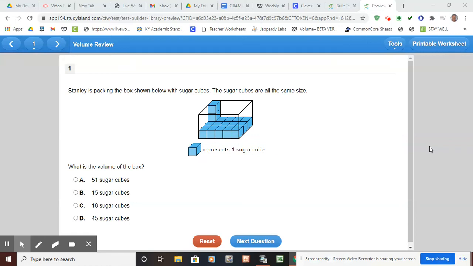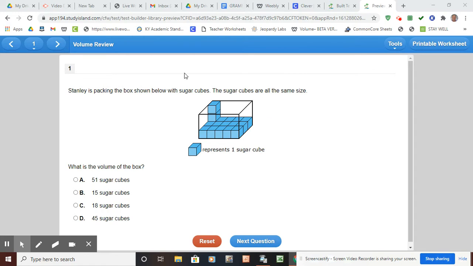Good morning, kids. We're reviewing today for a test that you're going to have tomorrow on Thursday over volume. So make sure you remember that test over volume on Thursday. And you'll get some questions similar to this. I'm going to go over a few of them.